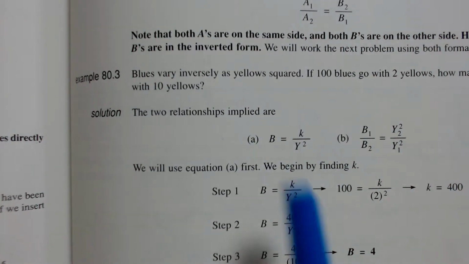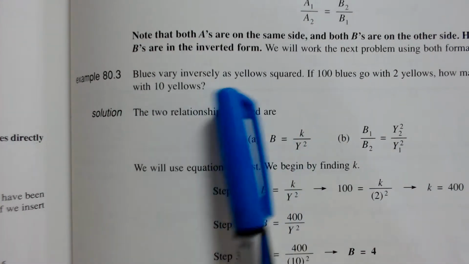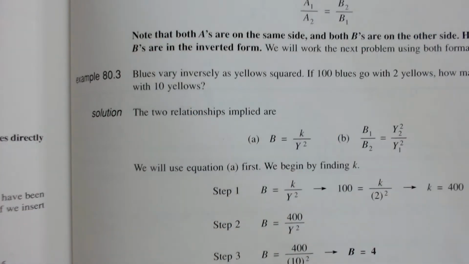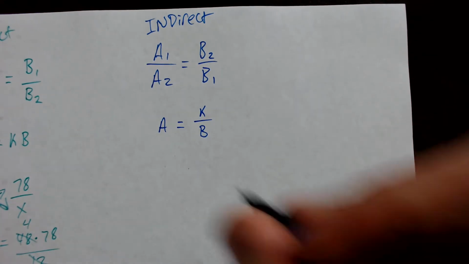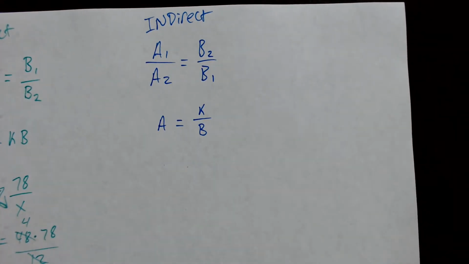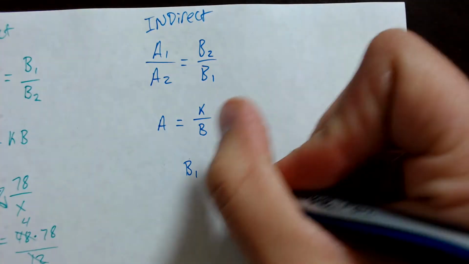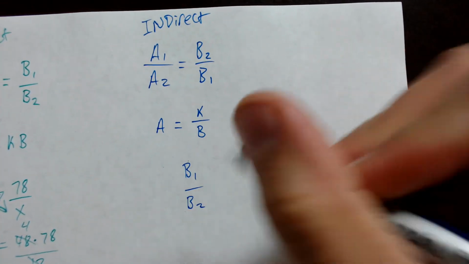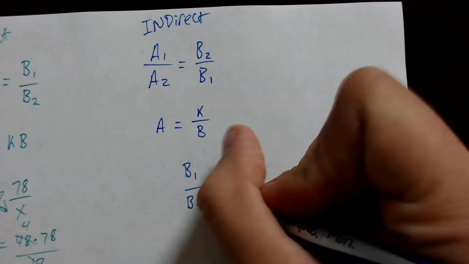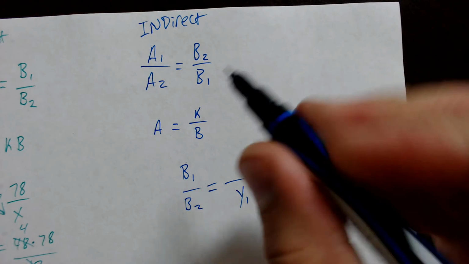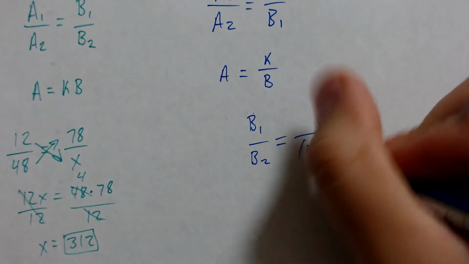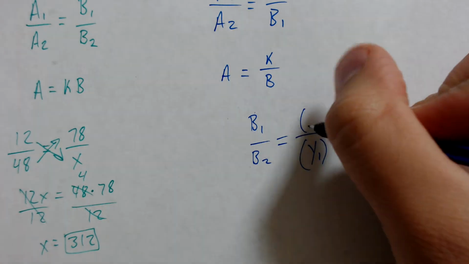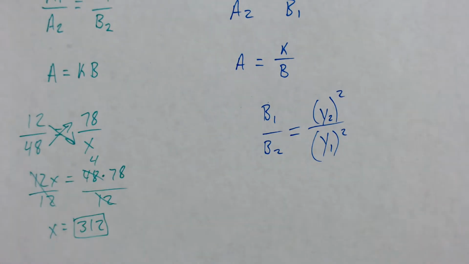Now the other thing that they throw out here is this term yellows squared. So I can't just put yellows, I have to put yellows squared. So sometimes with indirect or inverse variation, I like to write out the equation first so I don't get confused. So if blue 1 is to blue 2, and blues vary inversely to yellows, that means that yellow 1 is going to be down here, but it doesn't just say inversely, it says yellows squared. So I'm not just going to put y1 down there, I'm going to put y1 squared. And then on the top, I'm going to have yellows 2, but that will also be squared.